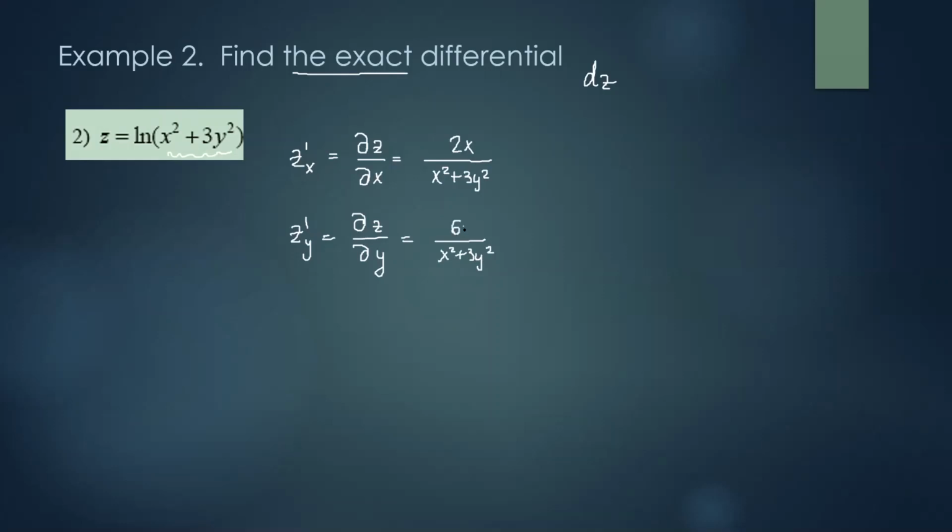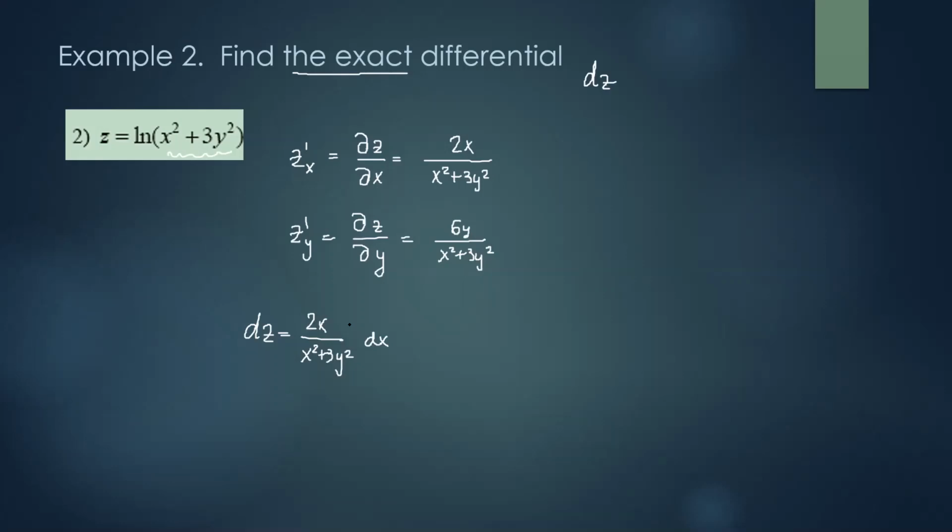So that would be 6y, because x squared is a constant in this case. And now the exact differential: dz is 2x divided by x squared plus 3y squared. You can write dx if you like here above the line. Well, I write it in principle here so that you see the structure of the exact differential. I write dx after the derivative, not on the same line, so that you see the structure.